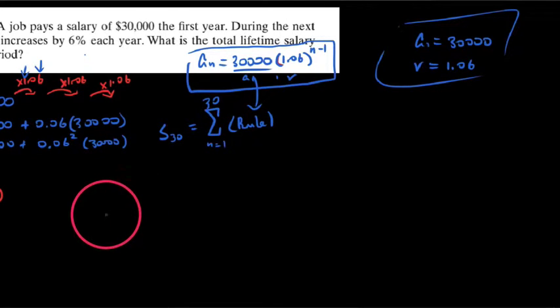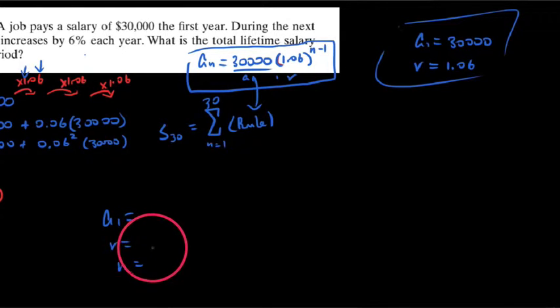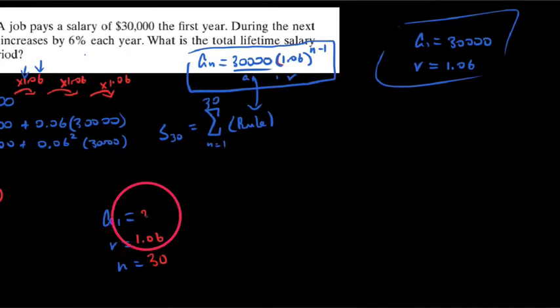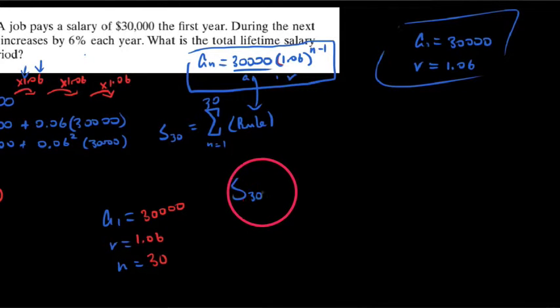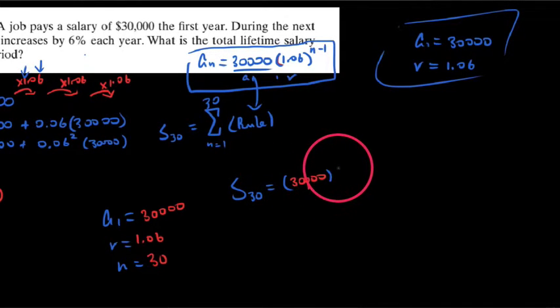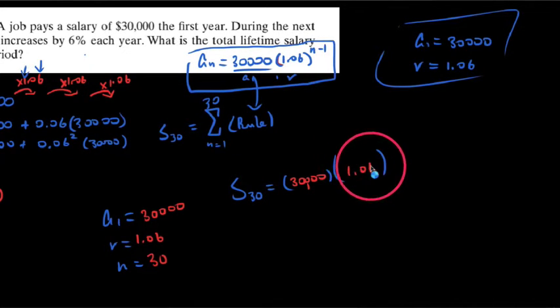To do this, remember, we need our first term, we need r, and we need n. In this particular case, we're adding up 30 terms of this sequence. We know that our r here is 1.06, and our first year was $30,000. So for our sum of the first 30 years, let's start with our value of A1: $30,000 is what we started with, times r, our r value is 1.06, to the 30 minus 1 power. And we're just going to put this into a calculator.